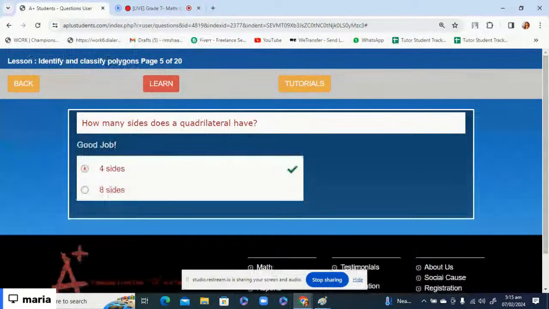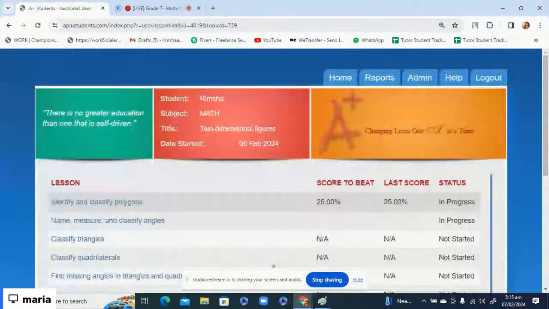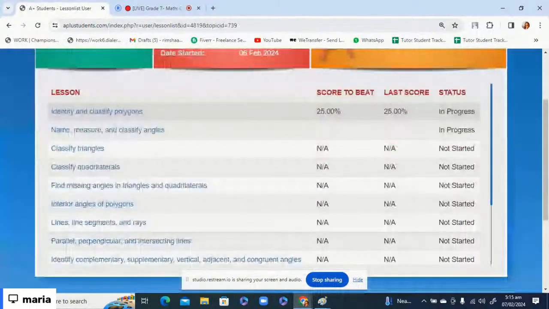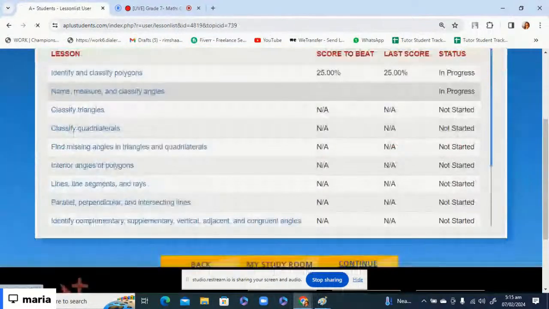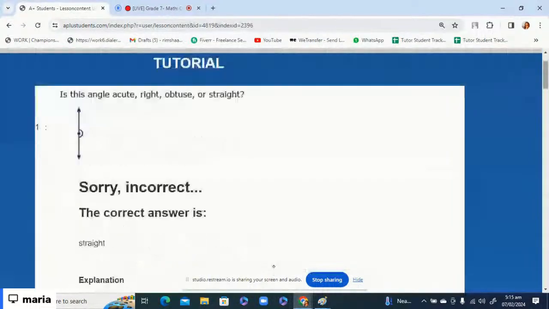Hope you guys understand this lesson. It's all about shapes. Now let's discuss the next lesson: name, measure, and classify the angles. Okay, so here we discuss acute angle, right angle, obtuse angle, and the straight angle.